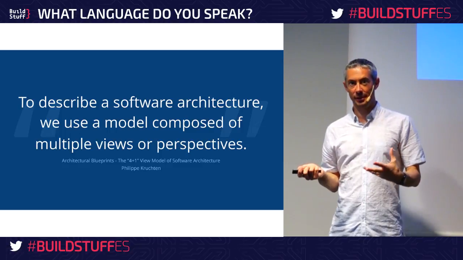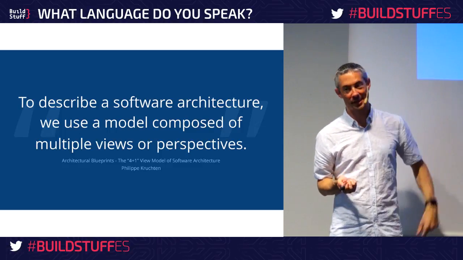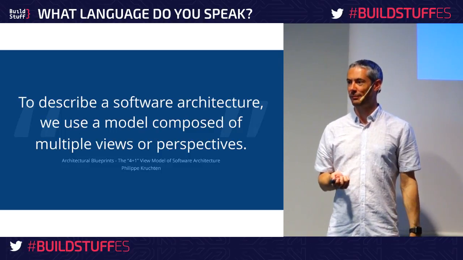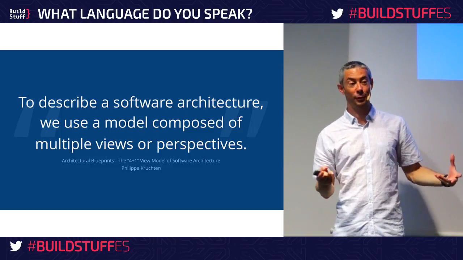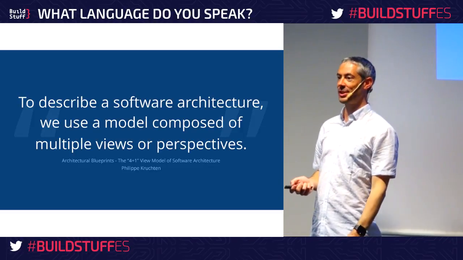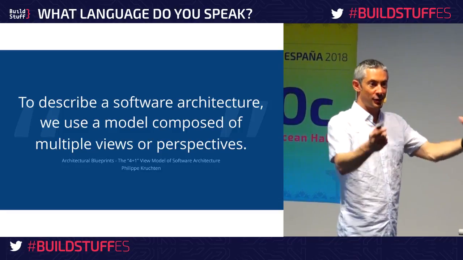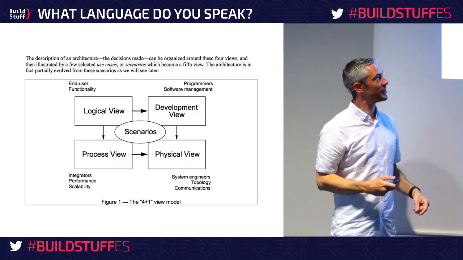So of course, none of this is new. If we go back to the mid to late 1990s, this guy here, Philippe Kruchten, was quite influential at the time. He created something called the 4+1 view model of software architecture. And he says this: to describe software architecture, we use a model composed of multiple views or perspectives. So essentially, this is taking your software system and looking at it from different angles.